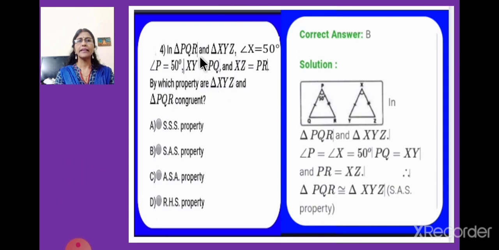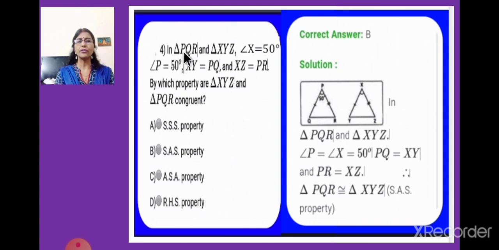Next is, in triangle PQR and triangle XYZ, angle X is equal to 50 degree, angle P is equal to 50 degree, XY is equal to PQ, and XZ is equal to PR. By which property are triangle XYZ and triangle PQR congruent? And these are the options given. Option A, SSS property. Option B, SAS property. Option C is ASA property. And option D is RHS property. So you have to find out.